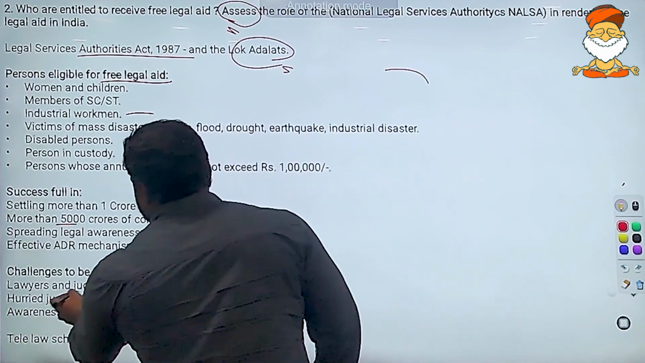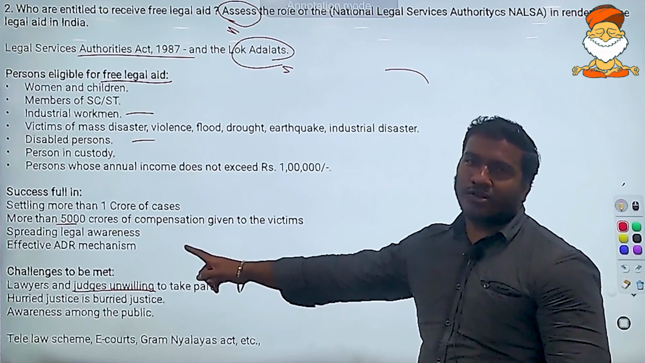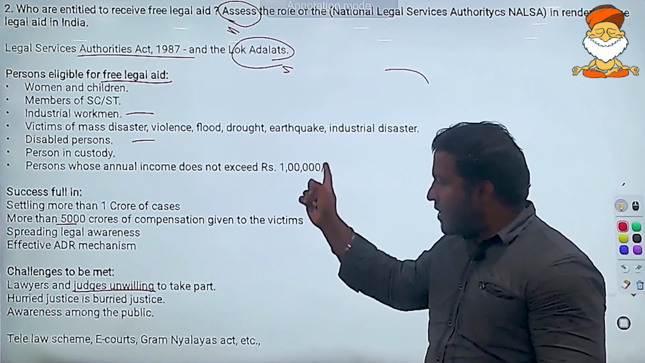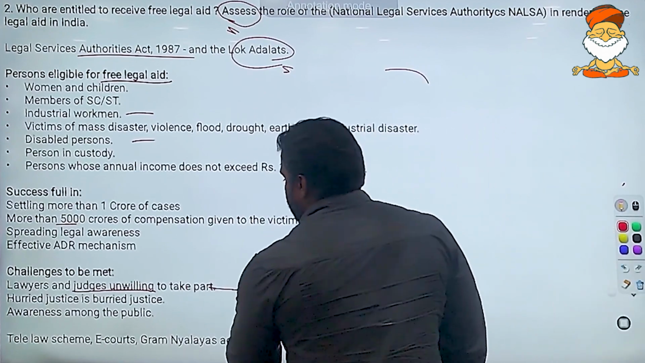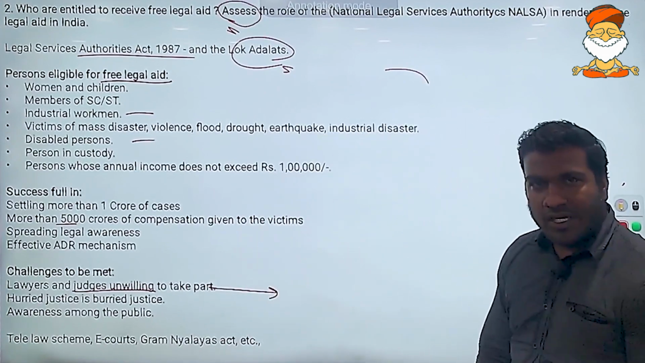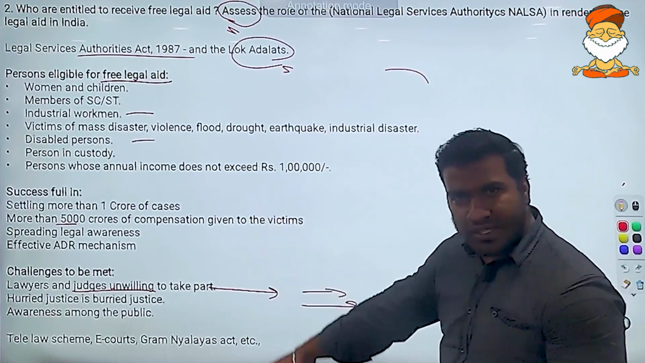So lawyers and judges are unwilling to take part in Lok Adalats because they are not getting good salaries, good payments. They have to depend only on the government salaries. So that is why they are not willing to. So low quality lawyers and judges will attend, and the government lawyers and judges are mostly absent.